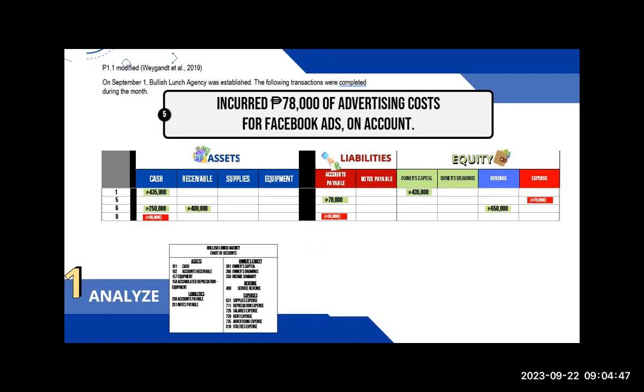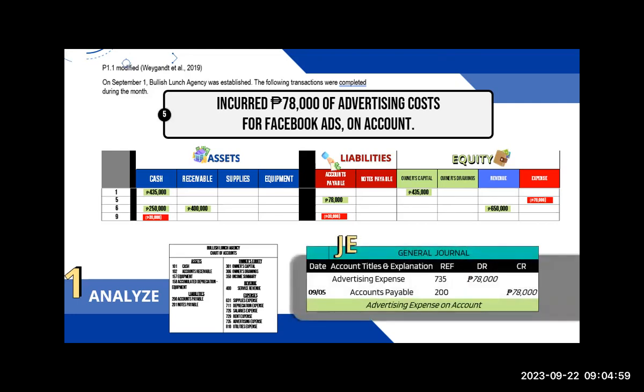Next, incurred 78,000 of advertising costs for Facebook ads on account. So tumaas yung expense, tumaas yung accounts payable. So, muna, mag-debit tayo. Debit expense, advertising expense, credit accounts payable of 78,000. So again, the debit of advertising expense of 78,000 is equal to the credit of accounts payable.